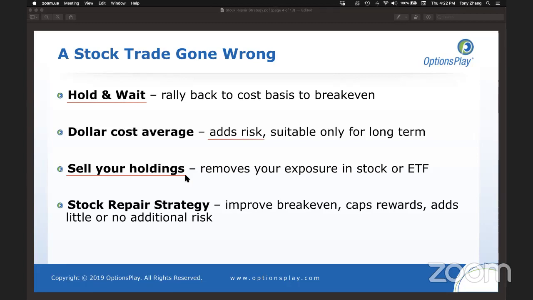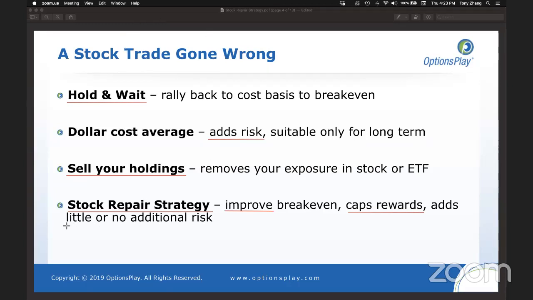And then lastly, if none of those examples really work out for you, you may want to consider a stock repair strategy. What a stock repair strategy is designed to do is to improve your break-even price. So if you have a stock that you purchased at $100, it's down to $90. What you can do is try to put on a repair strategy that might change your break-even price to maybe $95. So the stock doesn't have to rally back up to 100 for you to break even. It only has to rally up to 95 before your strategy can break even. Now, this does cap your rewards, which means that if the stock rockets up to 200, you're not going to be able to participate in all of that when you put on a stock repair strategy. And in theory, if you do this correctly and if you have all the things lined up, you typically can do this for either little or no additional risk.